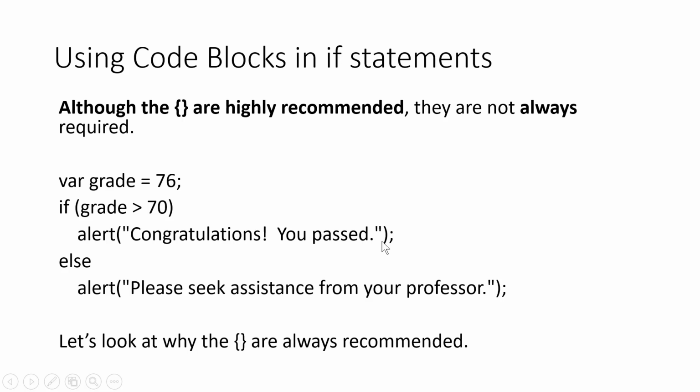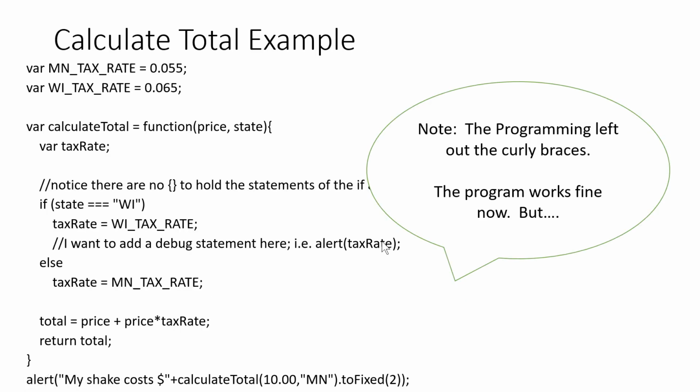Let's look at why the curly braces are always recommended. So here's an example where we're calculating the tax rate, and it's a function, and we're passing in 10 and Minnesota. So if the state is Wisconsin, use the Wisconsin tax rate. Otherwise, we're going to use the Minnesota tax rate.